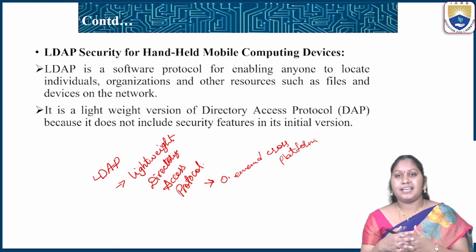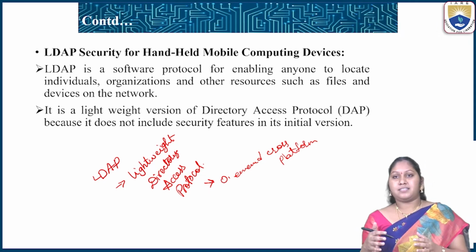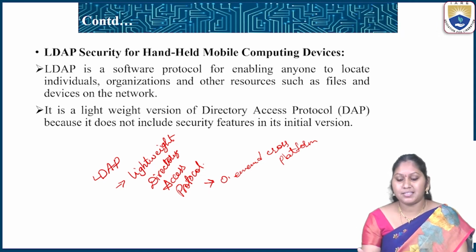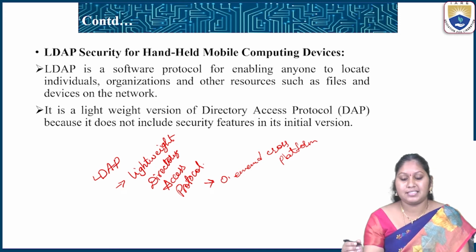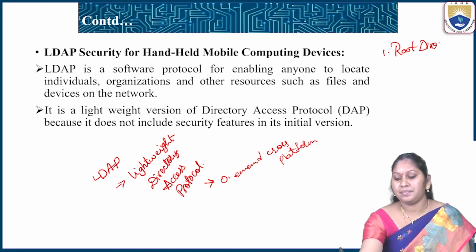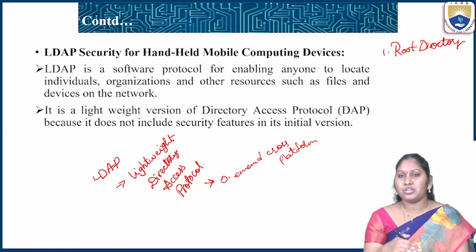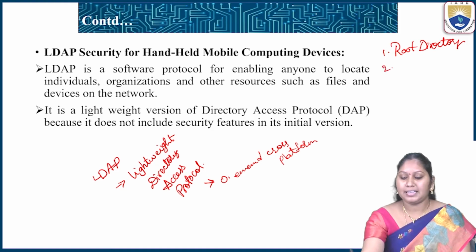It is organized as a simple tree. So let us see one example for this. LDAP is like a simple tree structure. It contains the following levels. In LDAP we have the root directory. From the root directory only, the security of each application will be done.